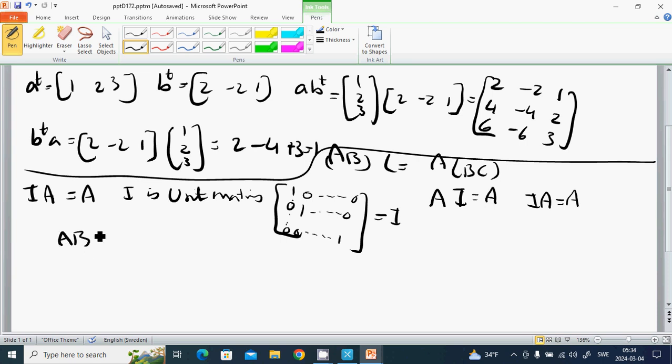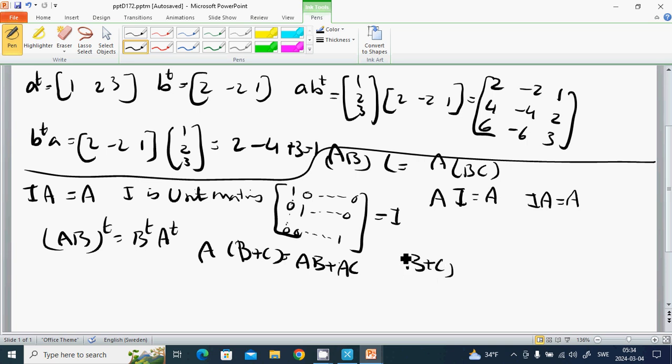And the transpose of AB is B transpose times A transpose. And A(B plus C) equals AB plus AC, and (B plus C)A is BA plus CA.